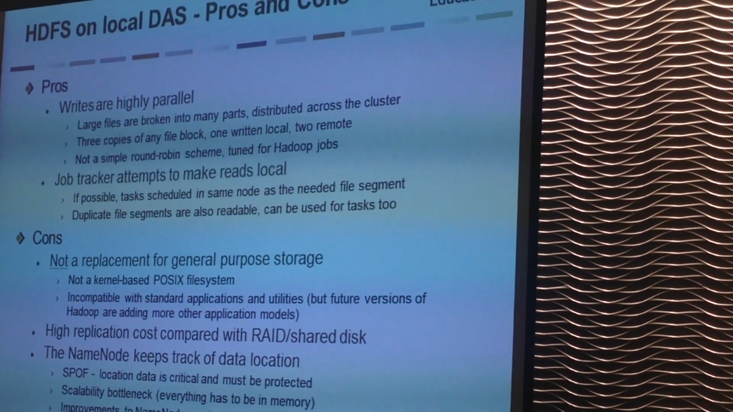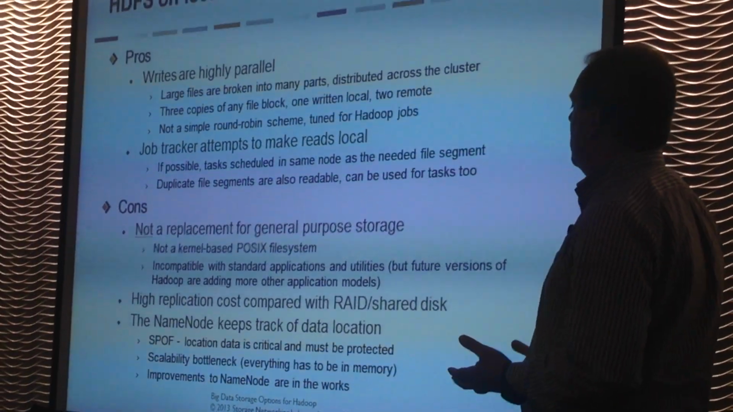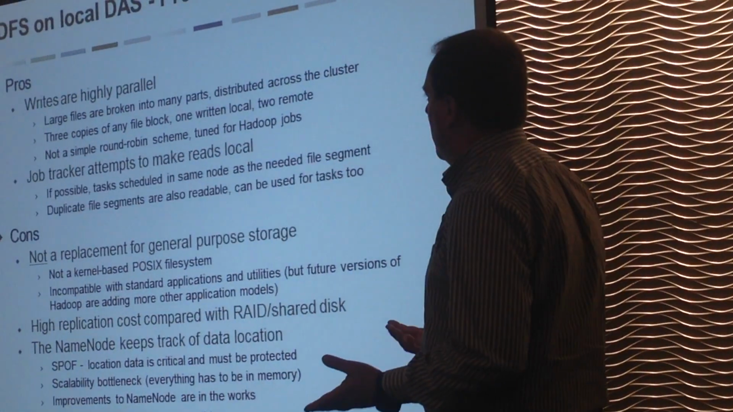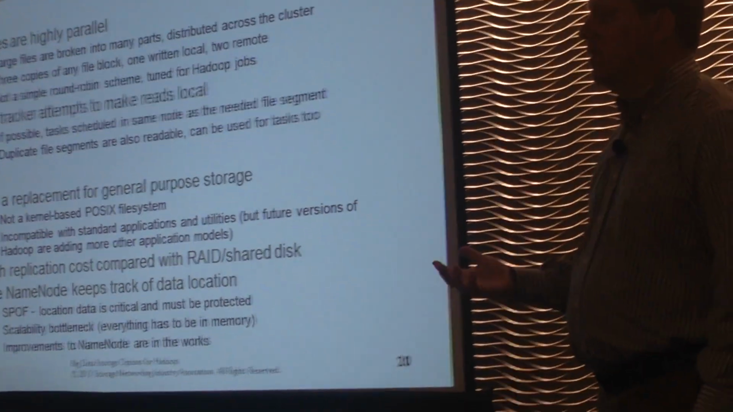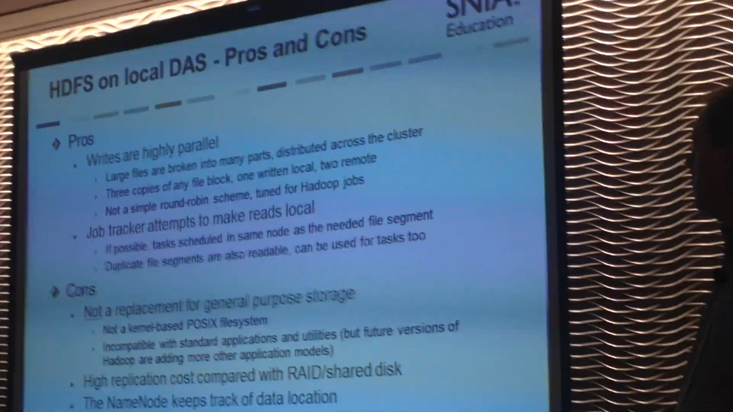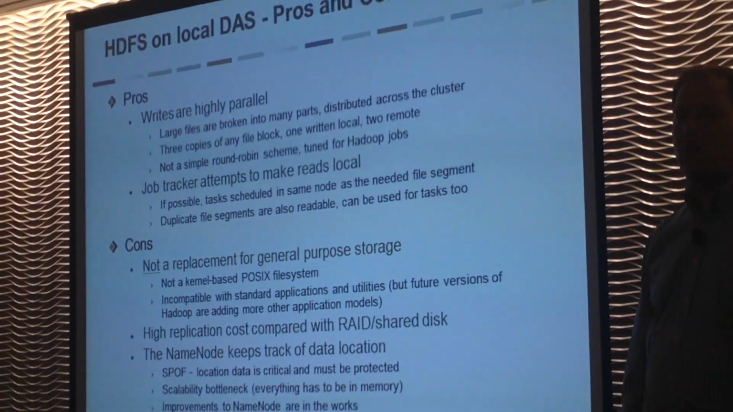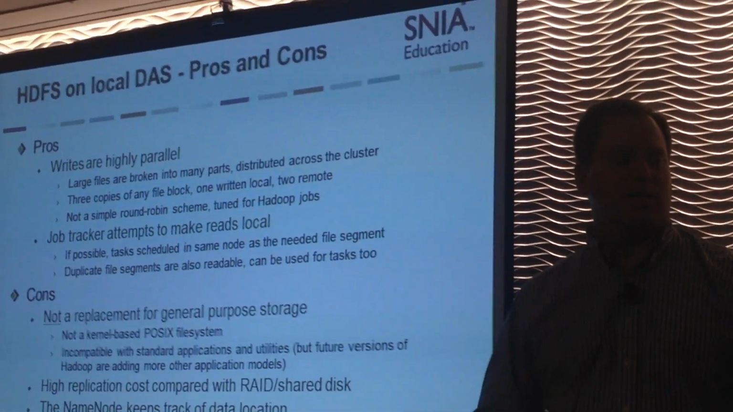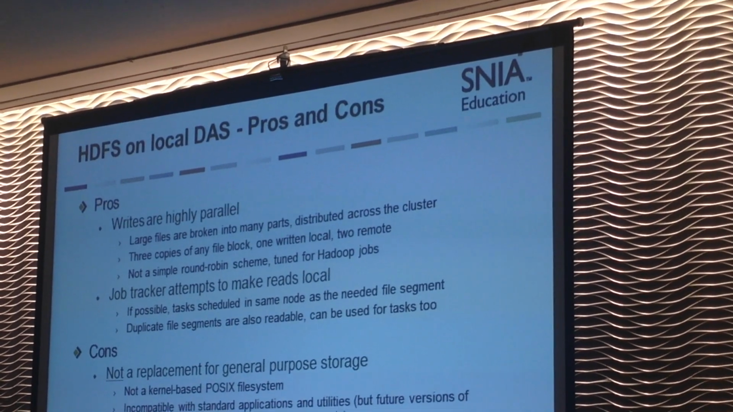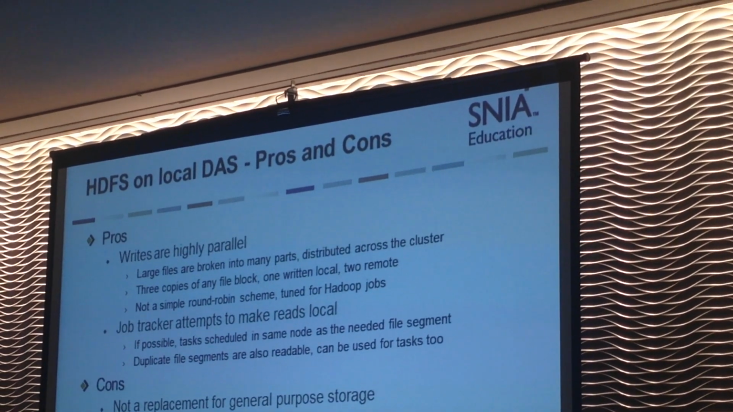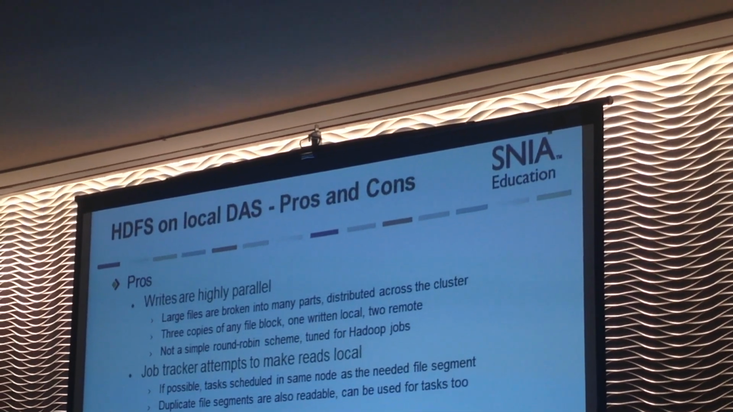So the advantage of HDFS using direct attached storage is writes are very parallel. You get access to lots of disks, lots of parallelism in the I/O path. The job tracker tries to keep all the reads local. There are copies, so this is a lot easier to do. And you can get a lot of parallel read bandwidth this way.